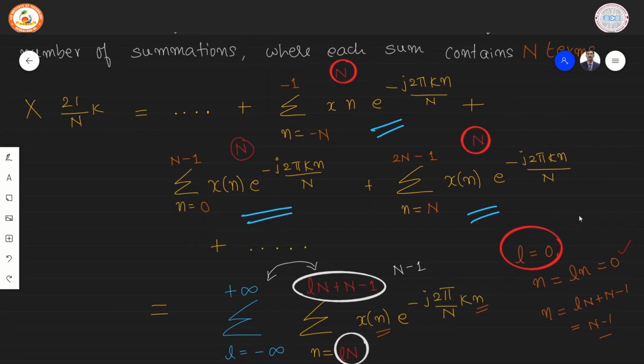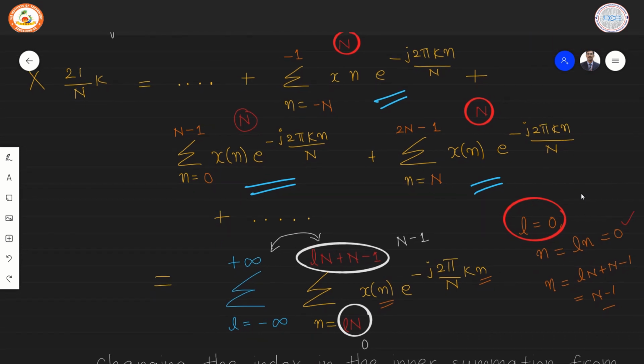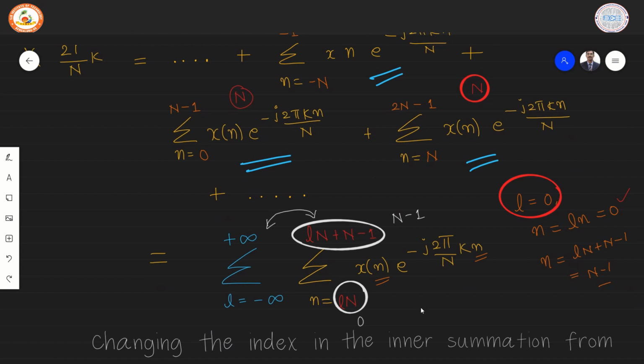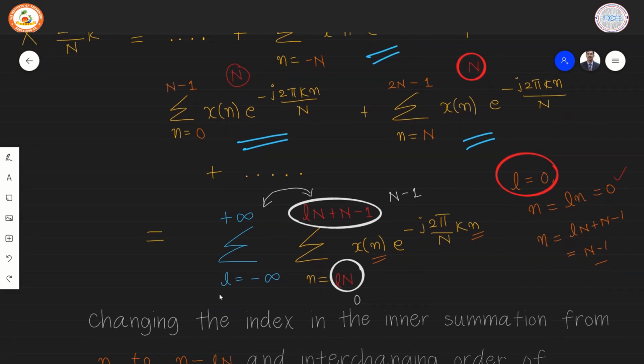To represent the above in a more concise way, let us do some replacement. We can write the above equation in a more general way by using two summations. The outer summation is controlled by a variable called L, where L is an integer. It can have a potential value from minus infinity to plus infinity. The inner summation has the limit n equal to LN to LN plus N minus 1. Suppose we insert the value of L equal to 0, what happens?